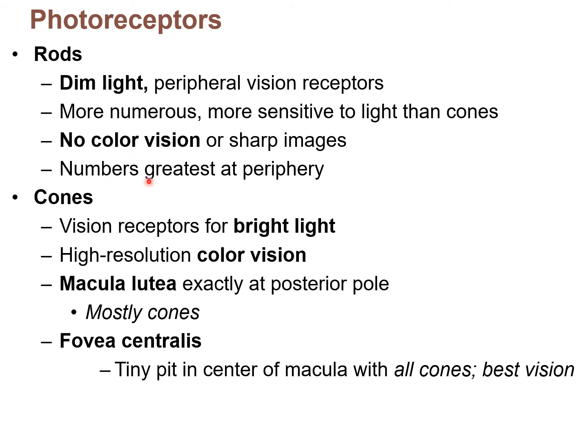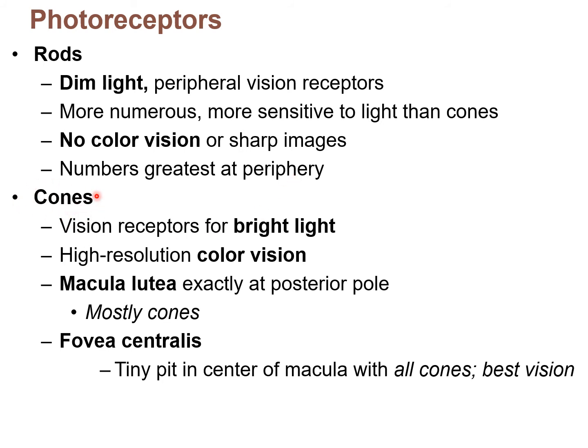And we have more of them at our periphery, meaning at the sides of our eyes. If you look at something in dim light straight on, you don't see it as well as if you look through your peripheral vision, because our rods, or at least more of them, are located at the periphery.